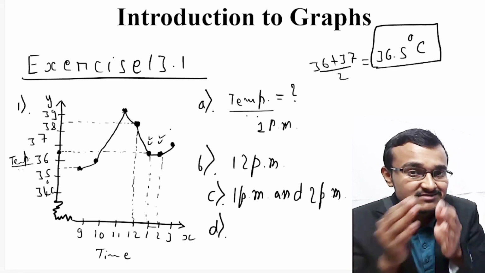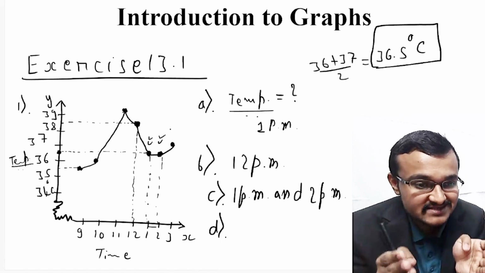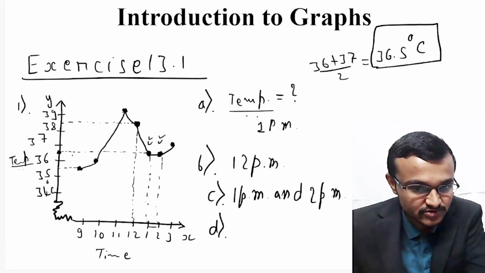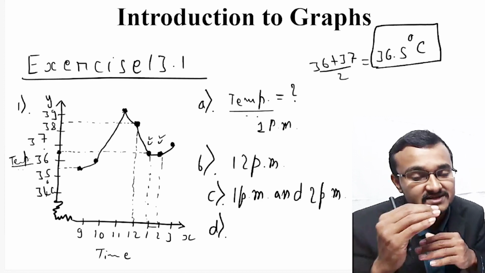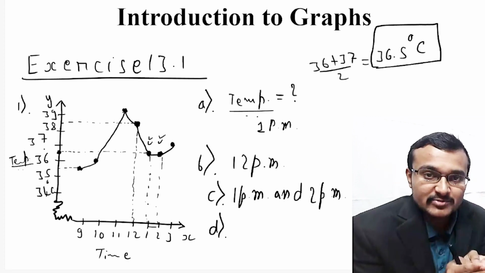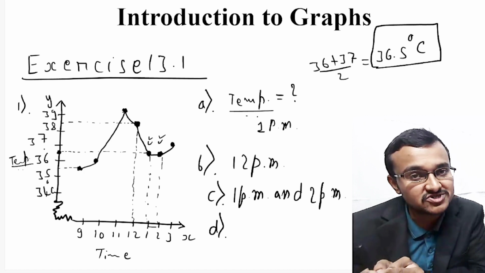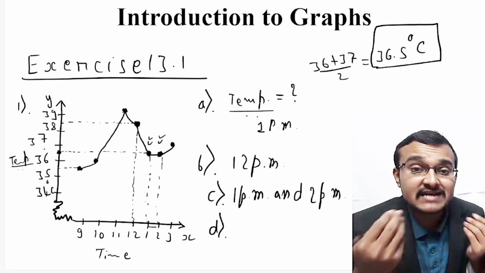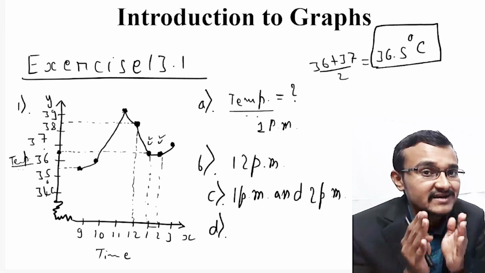So that means in between 1 p.m. and 2 p.m. the body temperature was 36.5 degrees Celsius. Here you can see, if I draw a perpendicular line from this point, it will be in between 36 and 37, that is 36.5. Even at 1 p.m. the body temperature was 36.5, and even at 2 p.m. it was 36.5. In between it might have varied.